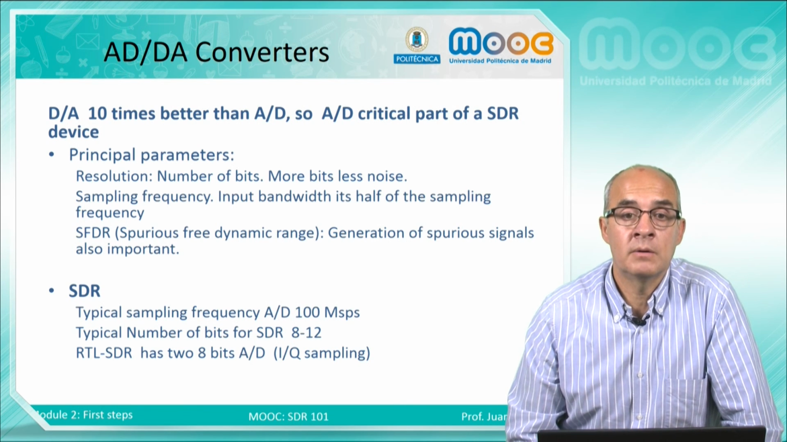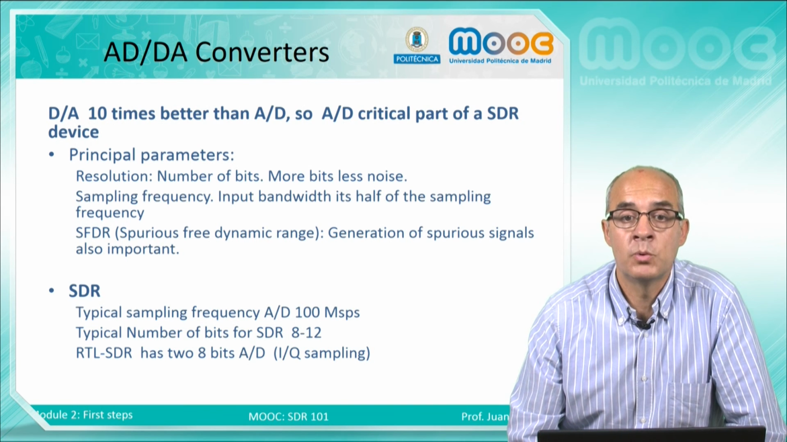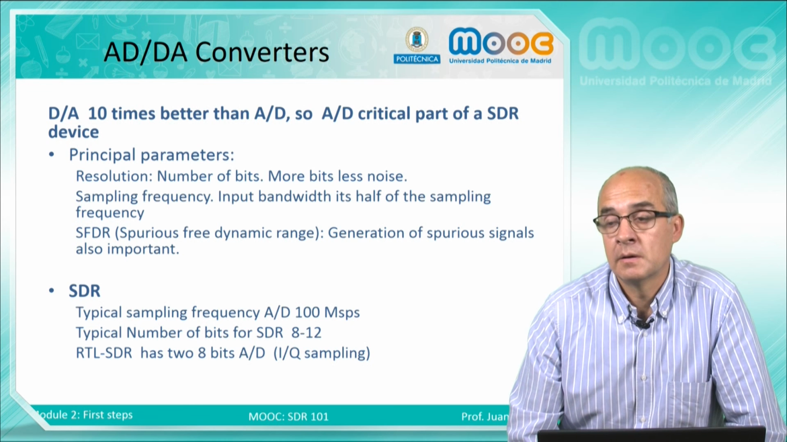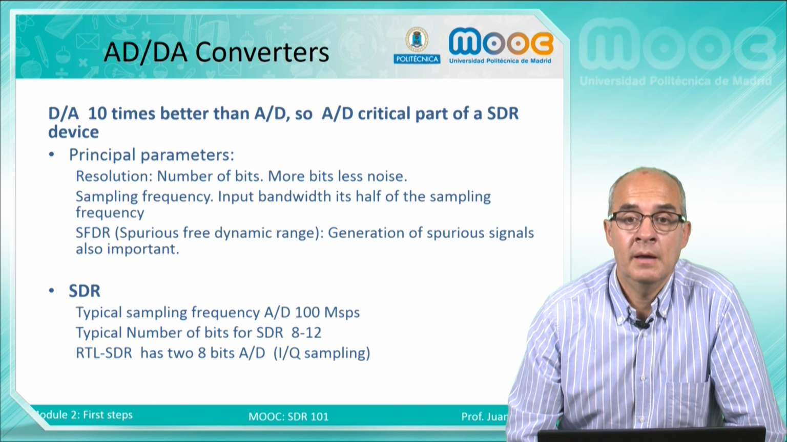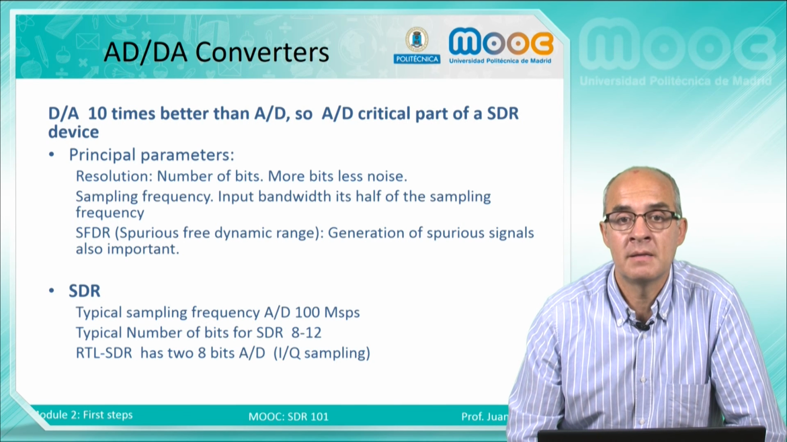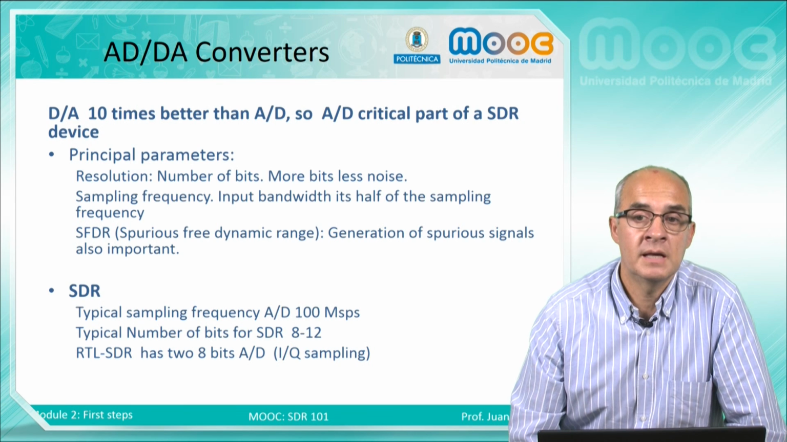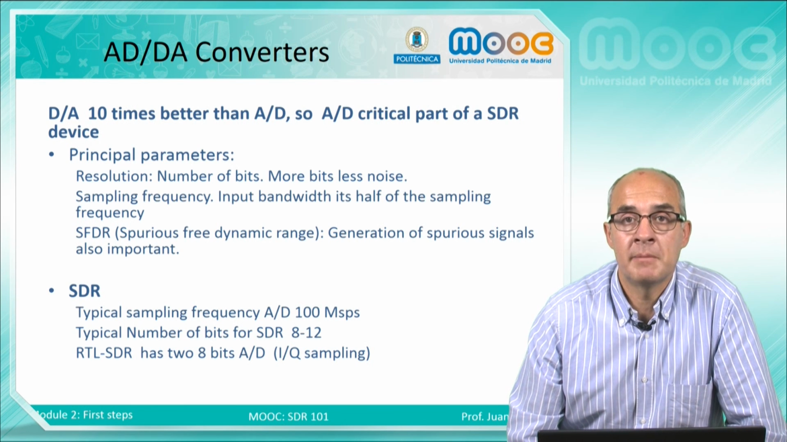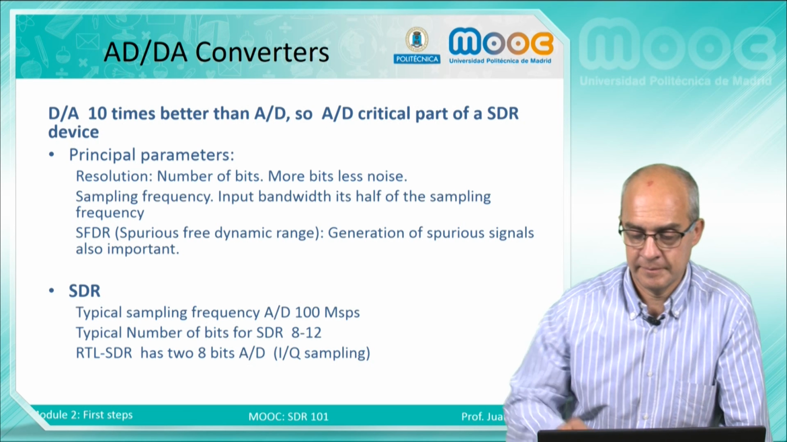Another important quality factor of the AD and DA converters is the spurious-free dynamic range. The converters can generate spurious, and it's important that these spurious remain low during all the AD and DA conversion. So really the price of the SDR device depends a lot on the AD converters used in the receiver.